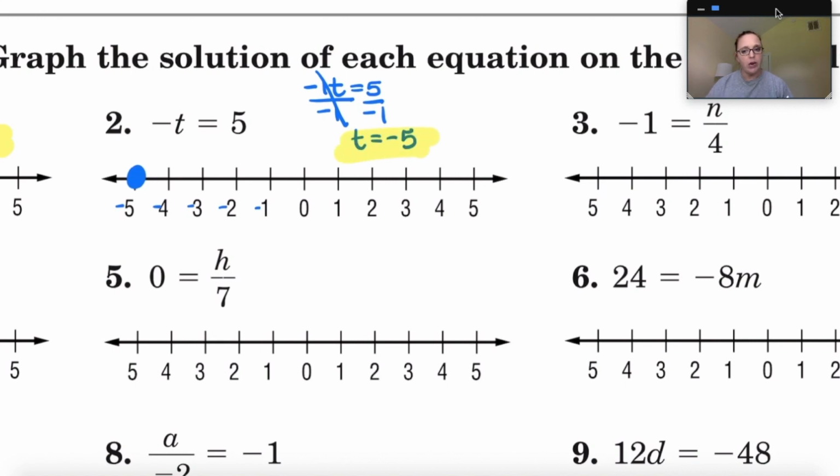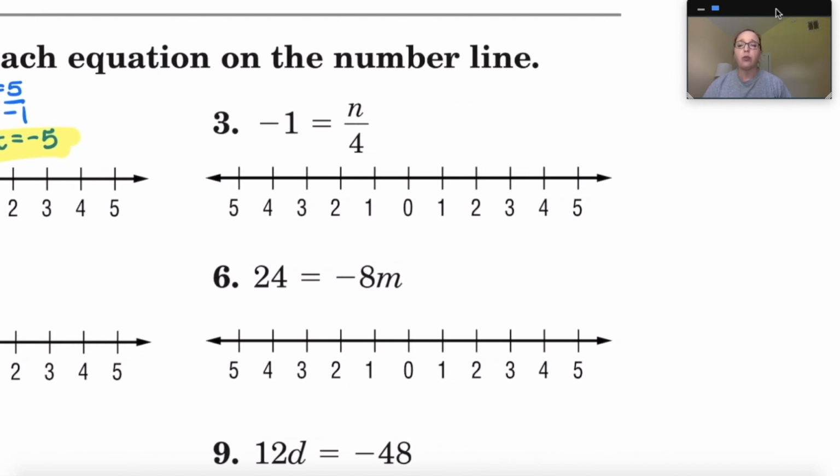Let's do number 3. So for number 3, I have negative 1 is equal to n divided by 4. Let's rewrite that. Okay, so that says n divided by 4. I need to do the opposite of that, and I need to multiply by 4. And I'm going to do that on both sides. So negative 1 times 4 is negative 4, and that leaves me with n. Now I have negative 4 is equal to n. That is the same as saying n equals negative 4, so that won't change anything.